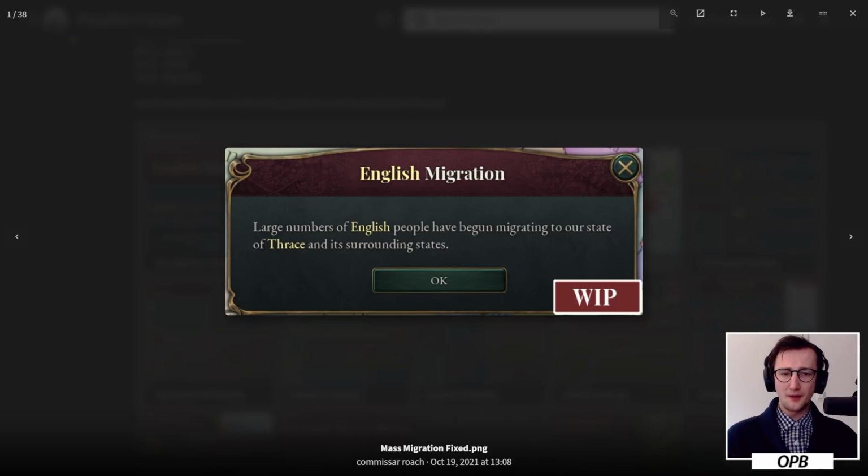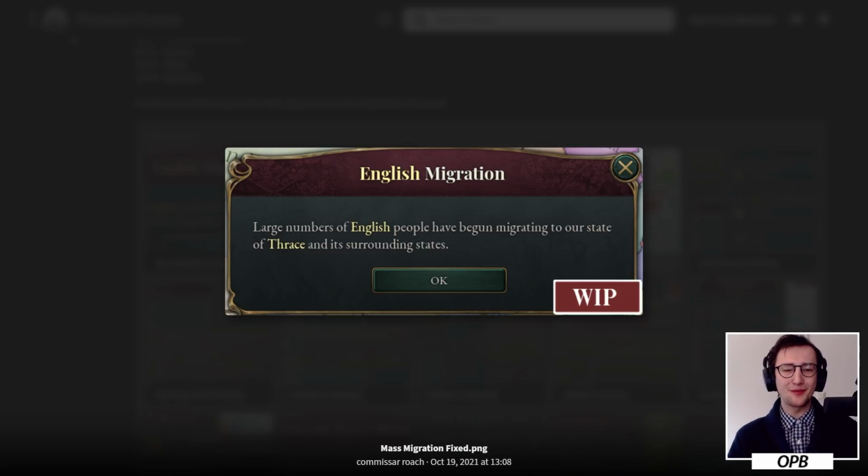Right, so basically here we are. This is the first image. We have 38 images. Not all will have us spend that much time on them. English migration. Large number of English people have begun migrating to our state of Thrace and its surrounding states. I have to assume, hey, maybe they got rid of the king and the population says we hate that. Maybe Greece conquered Thrace and now the English say, hey, we were there once before in 1204. Maybe we should be back. And that is why they're migrating.